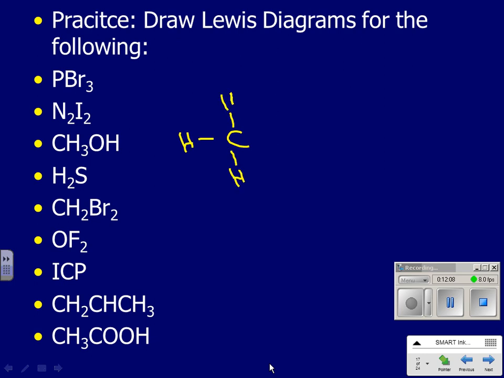Three hydrogens with single bonds, right? Two pairs. Excellent. Again, when you're given something like this where they don't pile up all the H's, we're giving you a hint on what's being connected to what, all right?